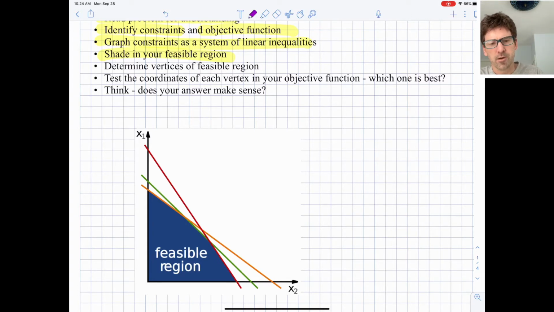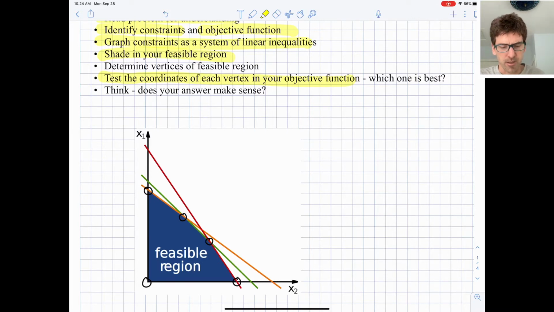And then what we're going to do after that is determine the vertices of the feasible region, which I will be circling on this graph down here. So this feasible region here seems to have 5 total vertices, and we will then test the coordinates of each vertex in the objective function, and usually in our money function, and see which vertex gives us the best possible outcome. The real thing to keep in mind is one of the great things about linear programming is your best possible outcome will always happen at one of the vertices.